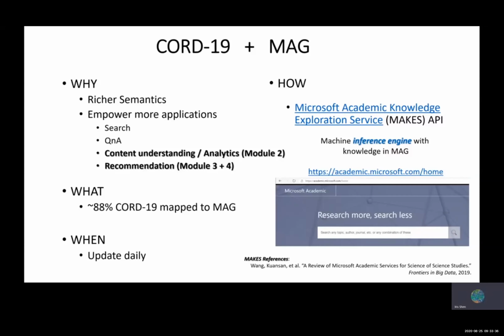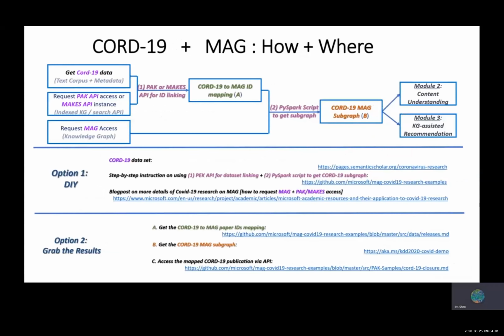MAKES API is also used to power the Microsoft Academic Search frontend. That is, to use the indexed knowledge graph to support semantic academic search. More details about MAKES can also be found in this reference paper. In this slide, we will explain the process of how we get the dataset mapping.